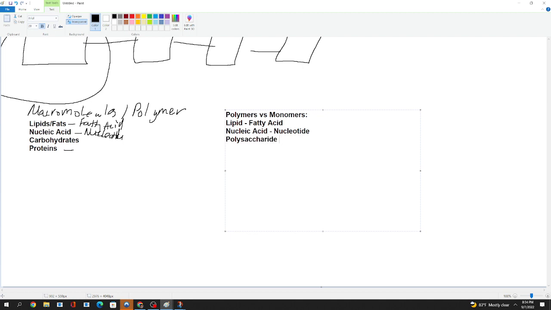If I have a polysaccharide, which is the scientific term for carbs, you're going to have a monosaccharide. And then finally, proteins are amino acids. When I say amino acids, if I get a protein, every amino acid should be relatively the same in structure, and it's just chained together.